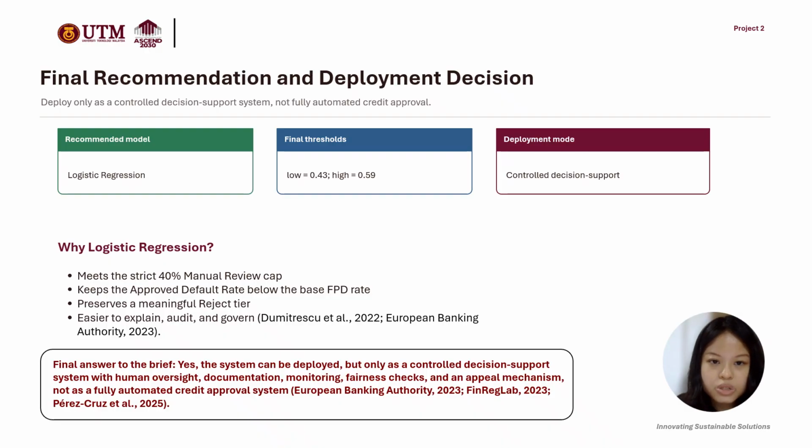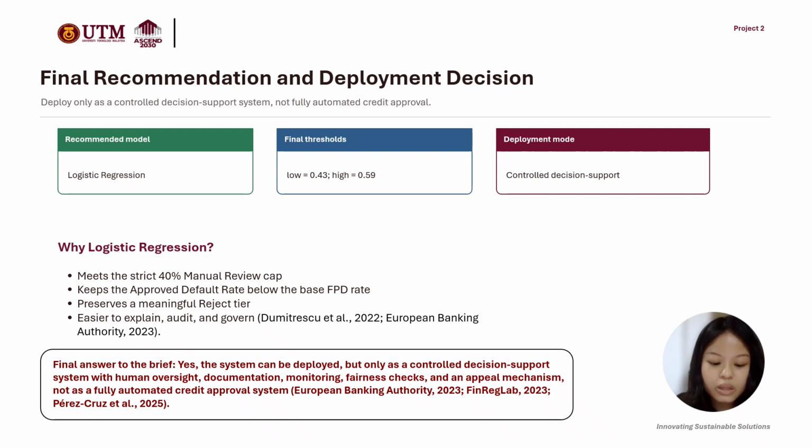Final recommendation and deployment decision. The recommended model is logistic regression with final thresholds of low, which is 0.43, and high, which is 0.59. It is selected because it meets the strict 40% manual review cap, keeps the approved default rate below the base FPD rate, preserves a meaningful reject tier, and is easier to explain and govern.